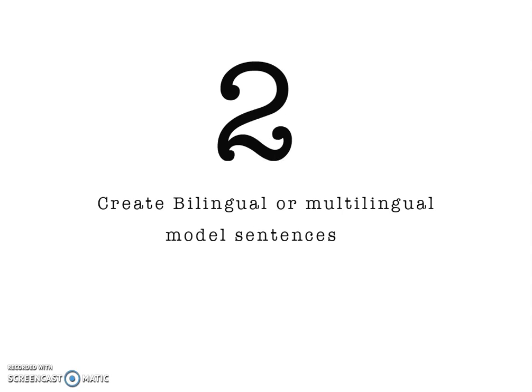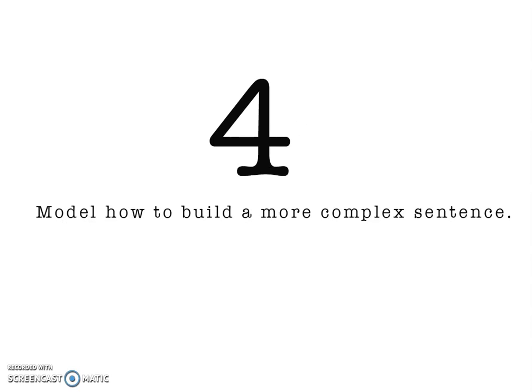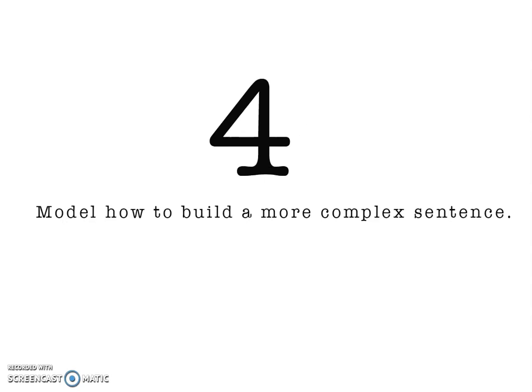Number 2, create bilingual or multilingual model sentences. Number 3, start with the basic version of a sentence. Actually, go back to number 3. The basic version would kind of be like what they already know. So now we're going to use scaffolding and we're going to model how to build a more complex sentence.